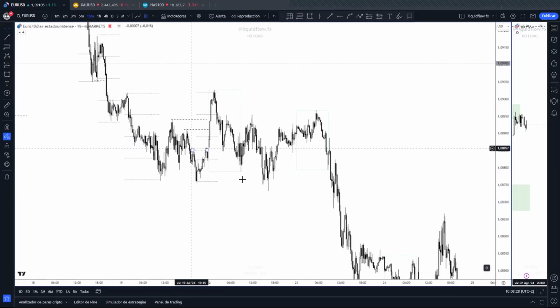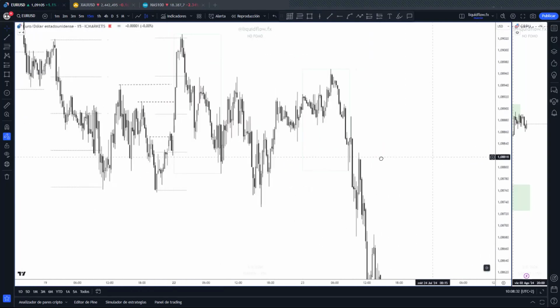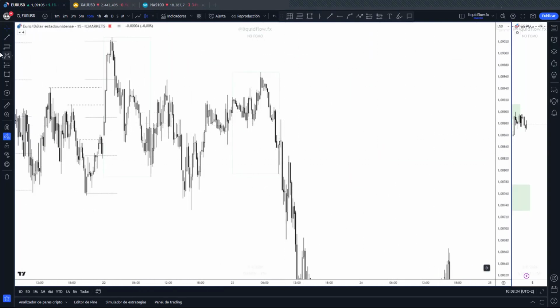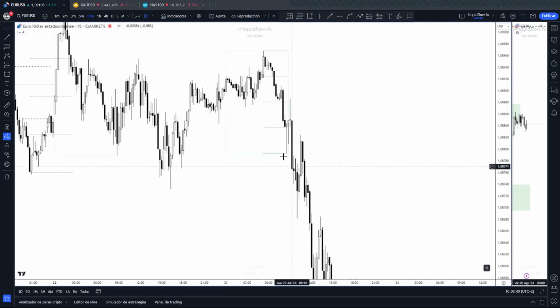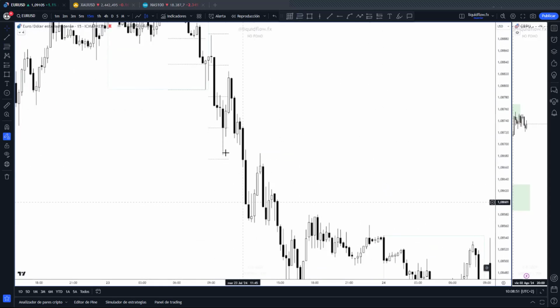Okay. Do we have something clear here? No, we don't. So the next, okay. Sweep, displacement, okay. 2 fair value gaps, boom. Again, sweep, going up, fair value gap. And again, sweep, break here. We have fair value gaps.